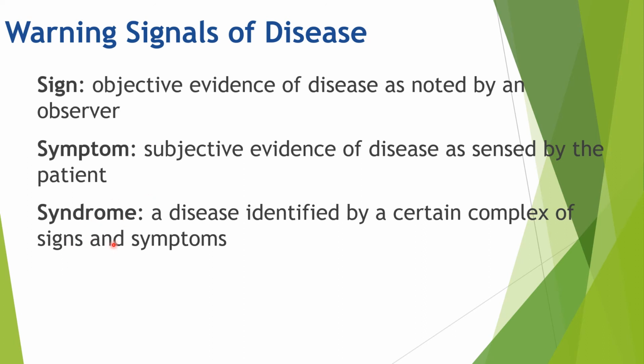A syndrome is basically when you have a complex of signs and symptoms. And we say, okay, it's a syndrome, and based on that complex of signs and symptoms, you can identify the disease. Of course, you do tests and everything so that you can determine whether they have this disease or not. But again, there are lots of diseases out there that cause the following symptoms and the following signs, so it's going to be easy for you to identify the disease.